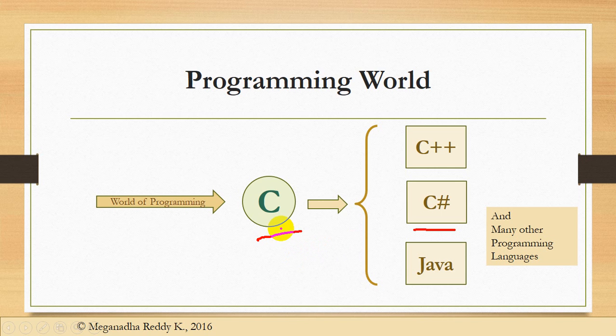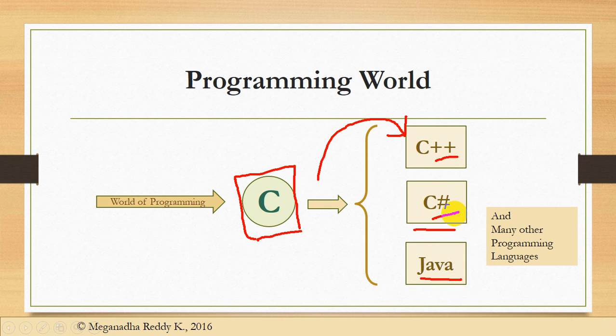C language is a normal procedure-oriented programming language, and it had some constraints like reusability and modularity. C language had a lot of problems on reusability and modularity, because of which object-oriented programming languages came into existence. C++ is very popular, and C#, the Microsoft programming language, and Java.